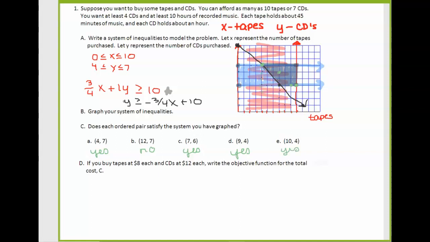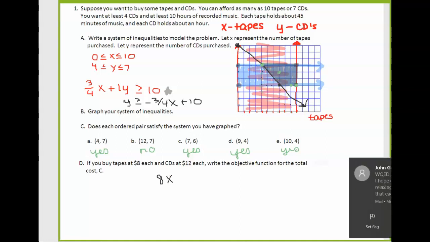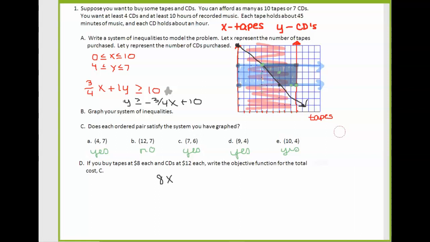So then it asks if you buy tapes at $8 and CDs at $12, write an objective function for the total cost. So again, everything in part A, B, and C was part of the linear programming. The objective function is our cost. So it says if you buy tapes at $8, so that means my x value is 8. And then CDs at 12. So that means my y value is 12. What is your total cost? Well, my total cost would be 8x plus 12y, depending on the number of x's and y's that I purchase.